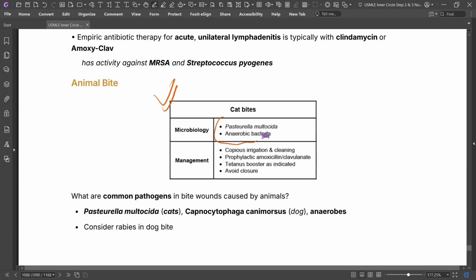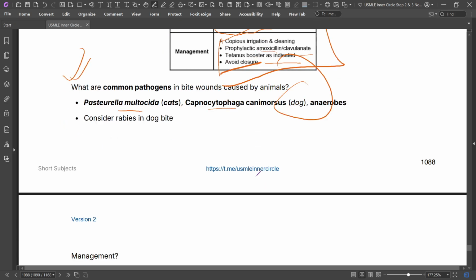Cat bite: Pasteurella multocida and anaerobic bacteria. Management is copious irrigation, cleaning, prophylactic amoxicillin-clavulanic acid, and tetanus booster as needed. Avoid closure. What are the common pathogens? Pasteurella multocida for cat, Capnocytophaga for dog, and also consider rabbits.